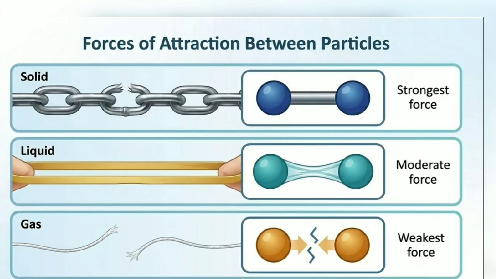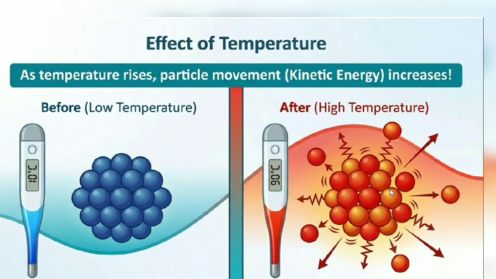Okay. The next one is force of attraction between the particles. The particles of matter attract one another. The attraction is strongest in the solids, moderate in the liquids, and weakest in the gases. That is why solids are hard, liquids flow, and gases spread easily.